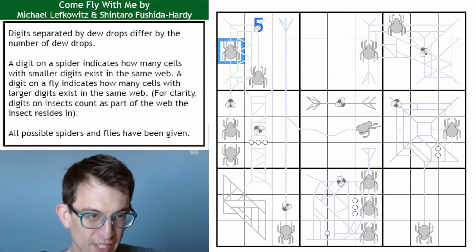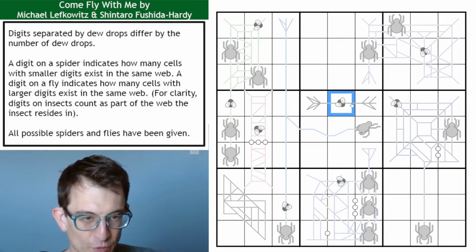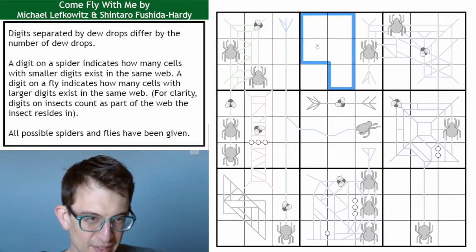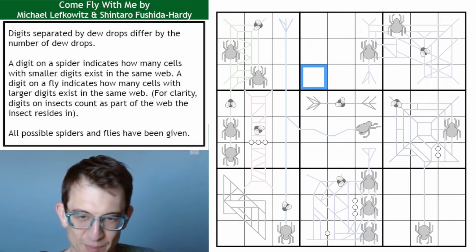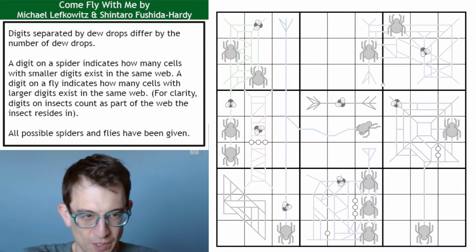All possible spiders and flies have been given. So there's a negative constraint on the webs for spiders and flies. I assume I don't have to think about what that means on a non-web, because it would just be 0 or some weird thing. So I'm not going to worry about that. Let's see how it works.